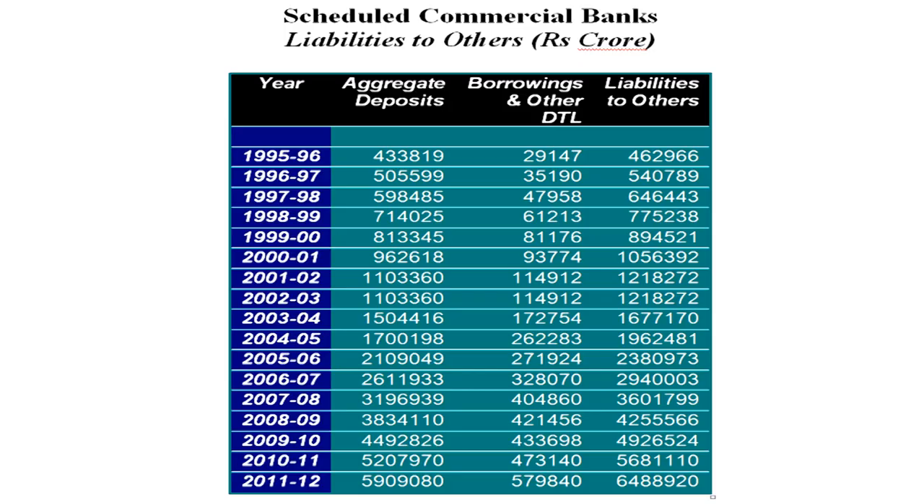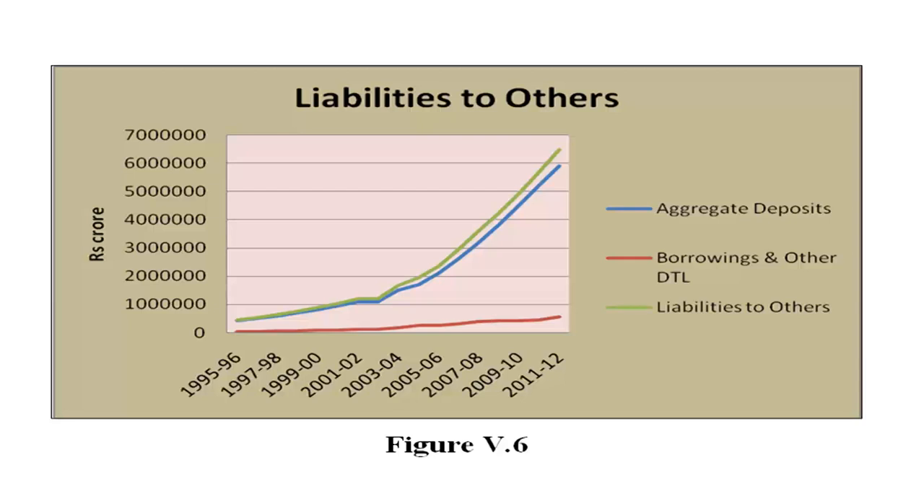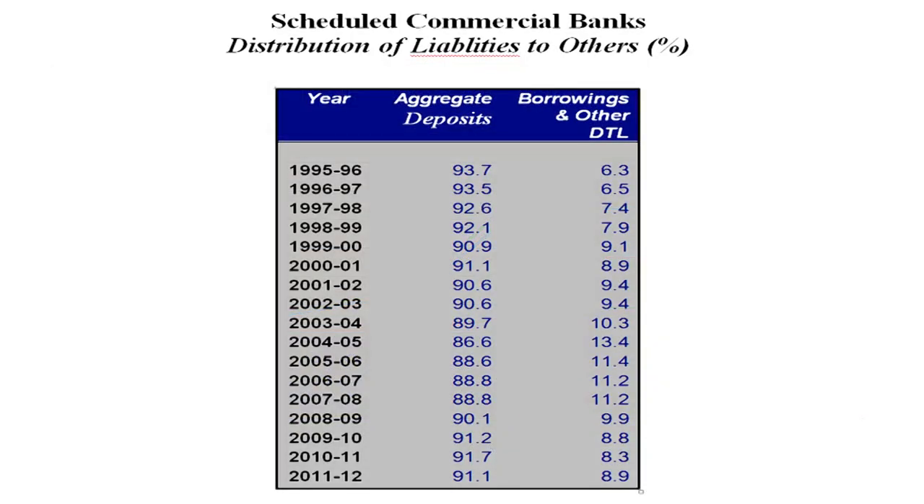Now, I go to the big stuff, liabilities to others. What do they have? Of course, the blue line, aggregate deposits again, borrowing from the public and other DTL is very small. So, percentage wise, as you understand, again over 90% is aggregate deposits, and borrowing and other DTL is about 8.99%. Over 90% is the demand and time deposits of people. So, public at large, companies, etcetera, buy very little CDs and other things. Banks don't borrow from them at all, very little.